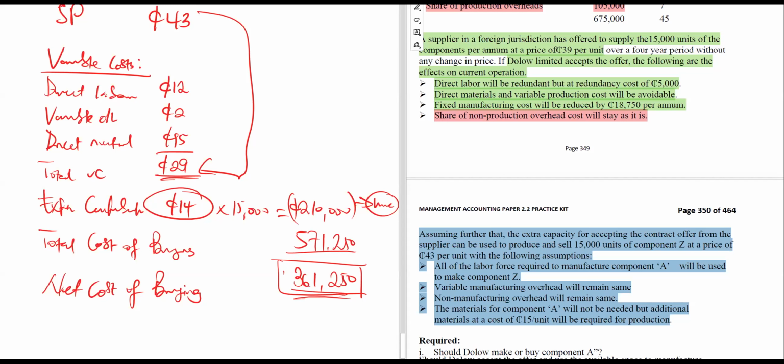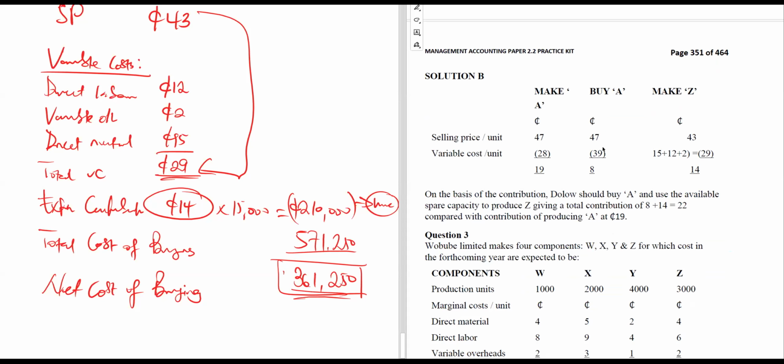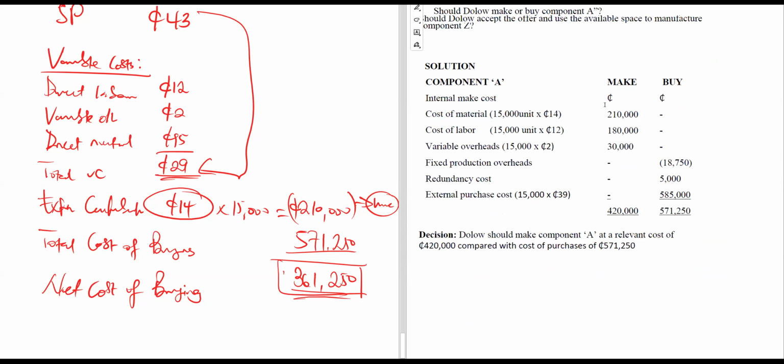So on the basis of the contribution, Dolo should buy A and use the available spare capacity to produce Z, giving a total contribution of 14, right? For that particular one, that's how we assessed it. But you can go this way, like what I did, which I taught you. You can decide to go make, buy. You remember this approach too? And I told you this is the best approach you can always use for exam. Do you remember?